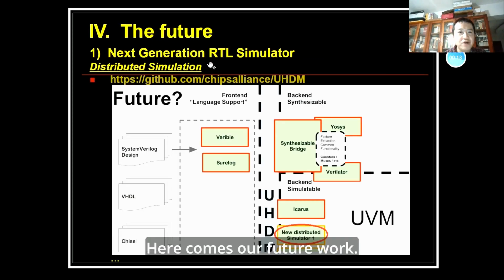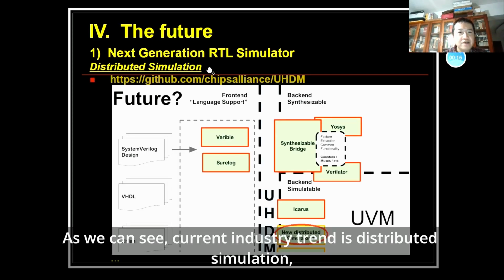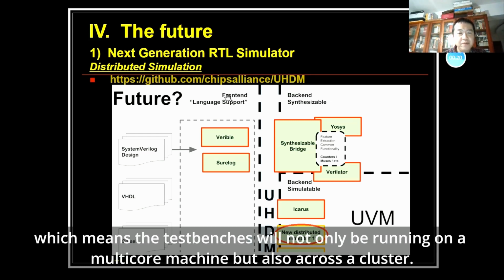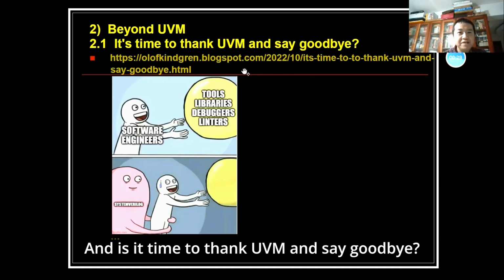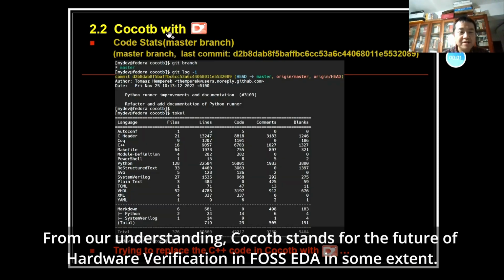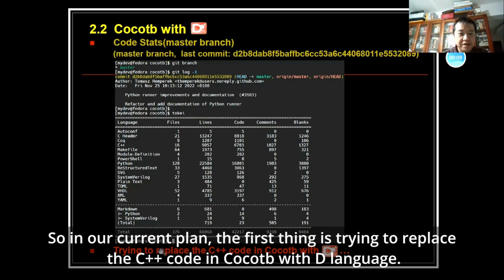Here comes our future work. As we can see, the current industry trend is distributed simulation, which means test benches will not only be running on a multi-core machine but also across a cluster. And is it time to thank EUVM and say goodbye? From our understanding, CocoaDB stands for the feature of hardware verification in ForceED to some extent. So in our current plan, the first thing is trying to replace the C++ code in CocoaDB with D language.